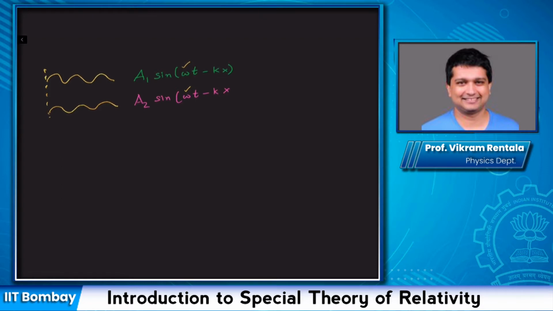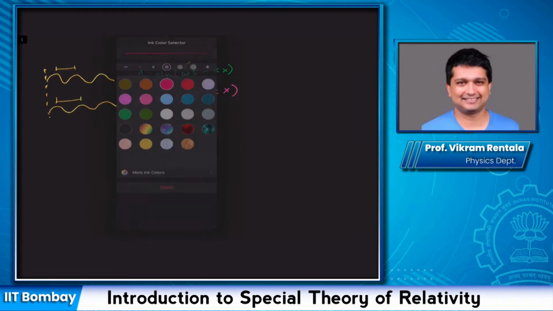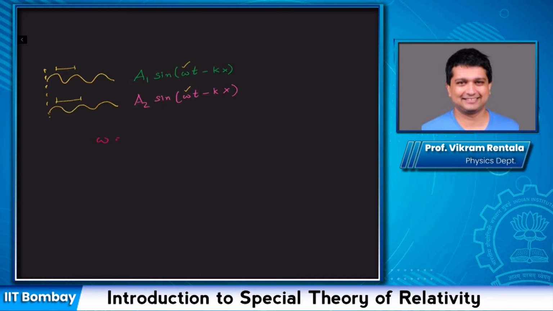Now the frequencies omega are the same, because the light is sourced by the same source. However, these k's, which are related to the wavelengths of the light, could be different if the light travels with different speeds. For example, as light travels through different mediums, for example in glass, we know that the wavelength changes, and this causes the phenomenon of refraction. So the relationship between k and omega is of this form. Omega is v times k.